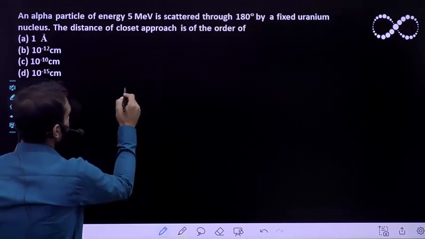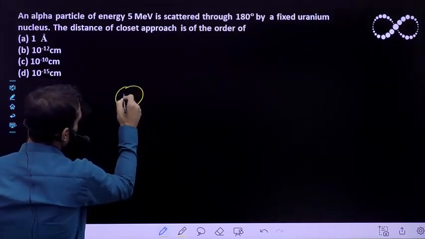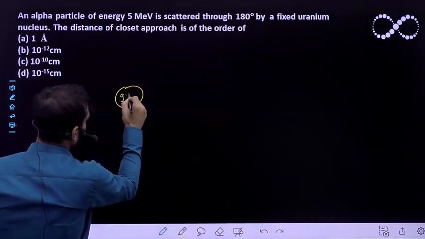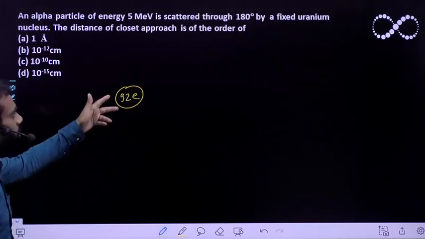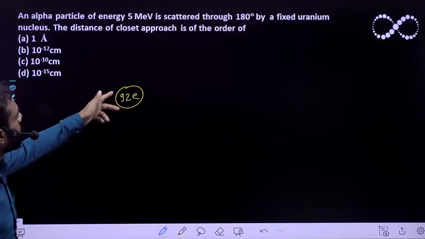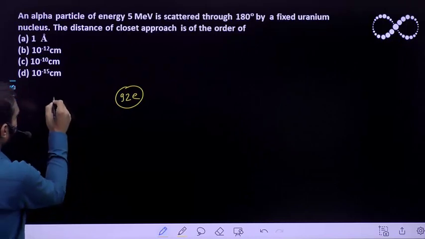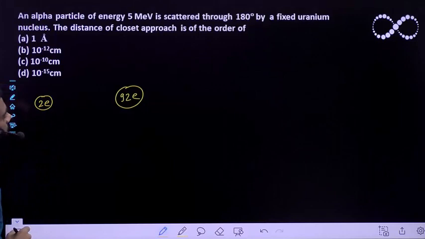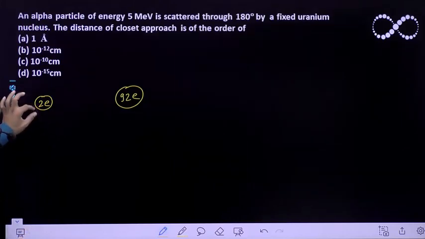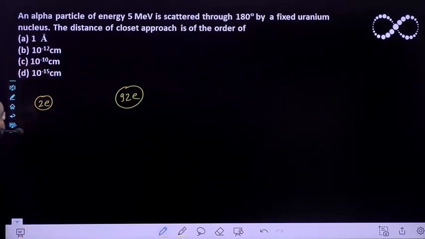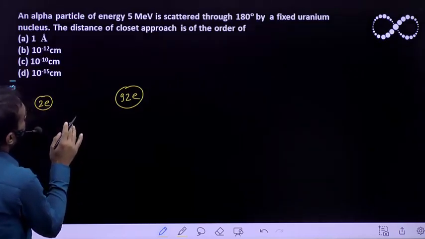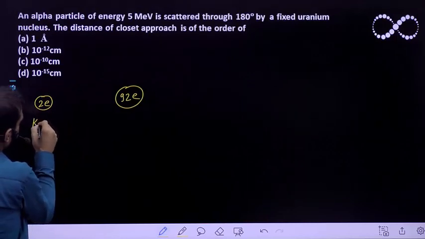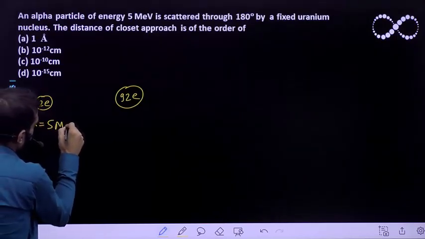So let us see the uranium nucleus, that will be 92e, because the number of protons in uranium is 92, and the alpha particle is approaching here. Suppose the alpha particle, it will be 2e, because the charge on the alpha particle is 2. It is approaching towards the nucleus. So it is asking what is the closest approach, and here the energy is given. The kinetic energy is 5 mega electron volt.